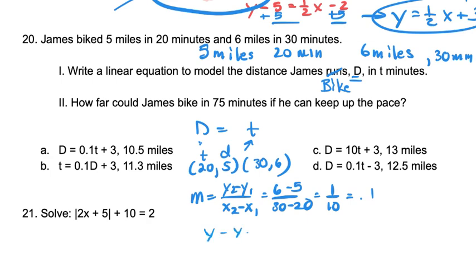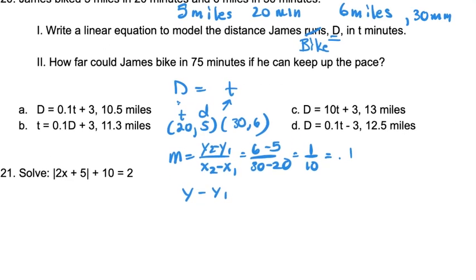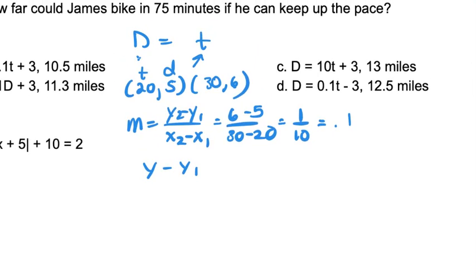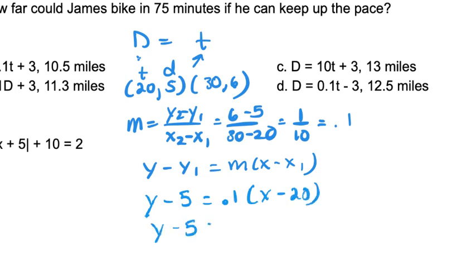So we go y minus y1 equals m times x minus x1. Now we've got 2 points that it goes through. You can use either of these 2 points. I'm going to use 20 and 5. So y minus 5, that's the y value, equals slope 0.1, x minus 20. y minus 5 equals 0.1x. A tenth of 20 is just 2. So 0.1x minus 2, add your 5 to both sides, plus 3.